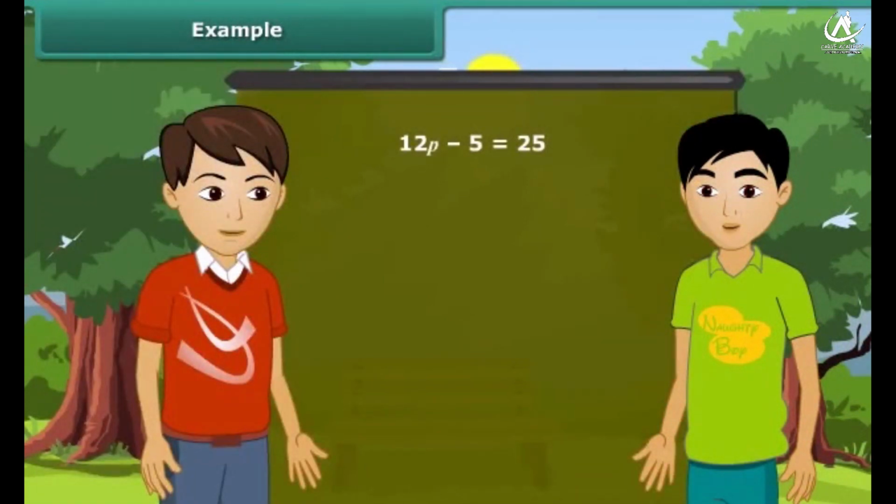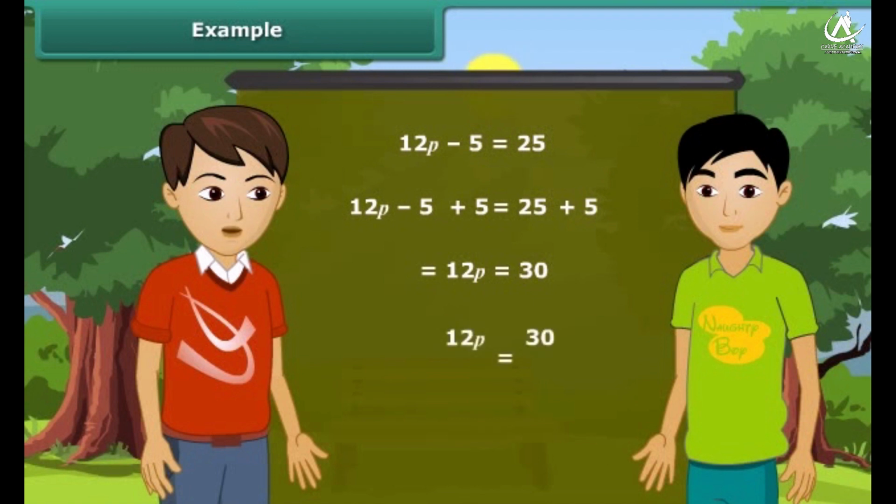Ajay, can you solve this equation? Yes. To get p on the left-hand side, we will add 5 to both the sides. We get 12p = 30. Now divide both sides by 12. We get the answer p as 5/2. Very good. Do you know that we can solve these problems by transposing also? What is transposing? Come, I'll explain to you.